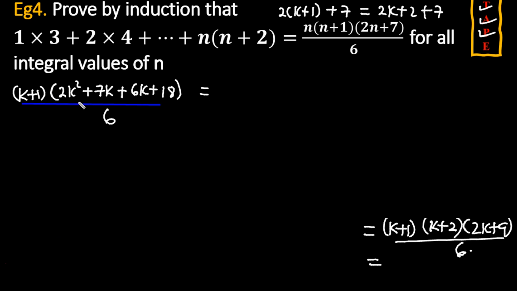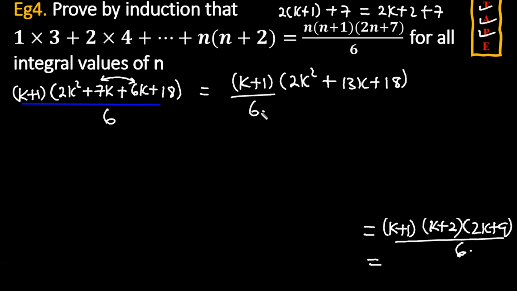So I'm going to add the like terms. When I do it, I'm going to have k plus 1 into 2k squared, then plus 7k plus 6k, we get 13k, then plus 18, everything divided by 6. But when you look at this bracket, it is clear that we have a quadratic expression. So we need to factorize that expression.